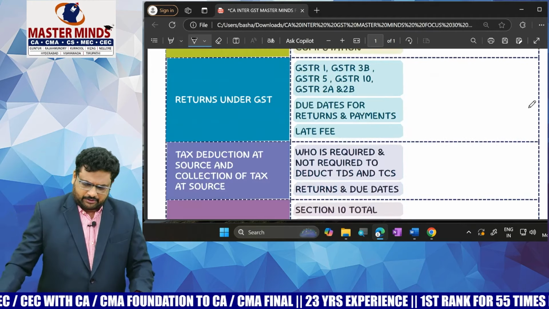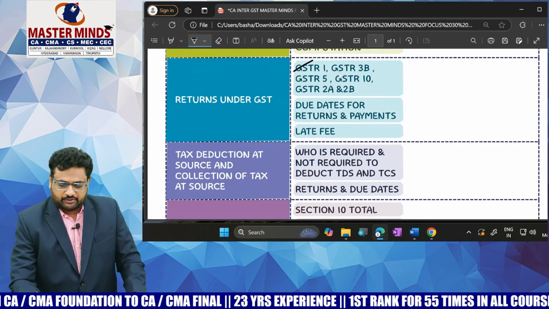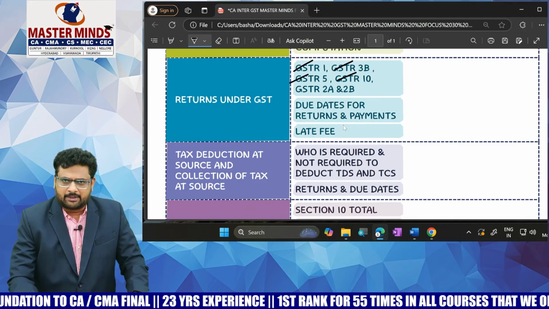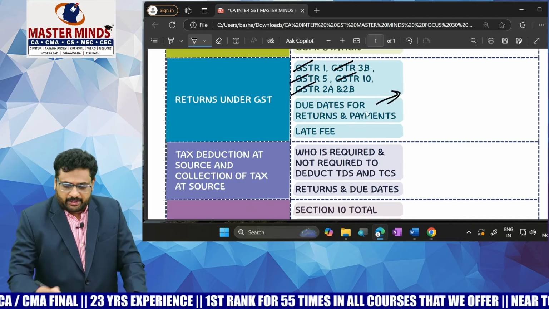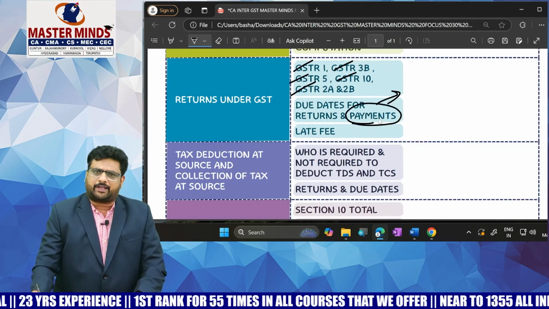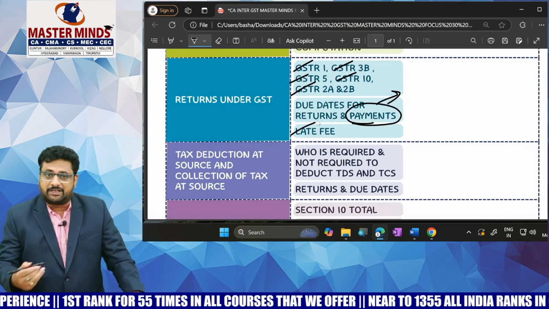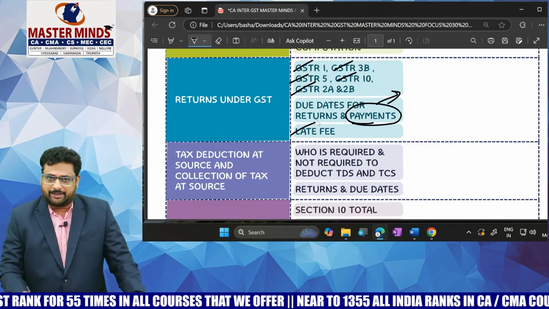And with respect to the next chapter, returns, the important areas will be GSTR 1, GSTR 3B, GSTR 5, GSTR 10 and GSTR 2A and GSTR 2B. What are the due dates for all these returns, what is the due date for payment of taxes, and what is the late fee for these returns if they are belatedly filed. These are the important areas you need to keep focus on in returns.